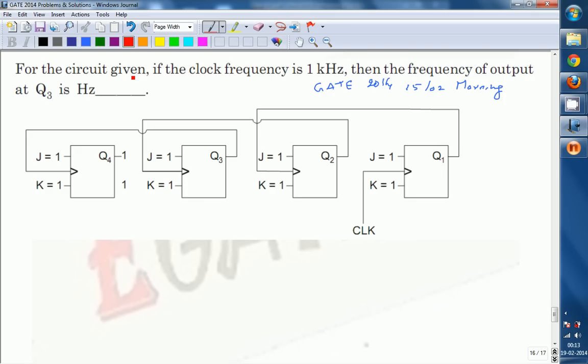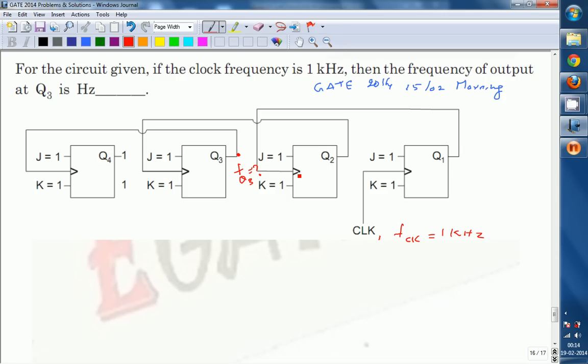Here, for this circuit, if the clock frequency f clock is equal to 1 kHz, then we are going to calculate the frequency at Q3. So what is f of Q3? We are calculating the frequency at the output of Q3, and these are JK flip-flops, where always J is equal to 1 and K is equal to 1.